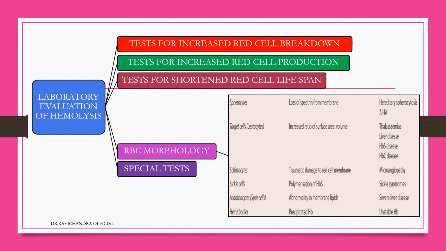Heinz bodies are present in the red blood cell, and they are because of the precipitated hemoglobin, and they indicate unstable hemoglobins. Heinz bodies are engulfed by the splenic macrophages, and as a result, there will be formation of bite cells in G6PD deficiency.